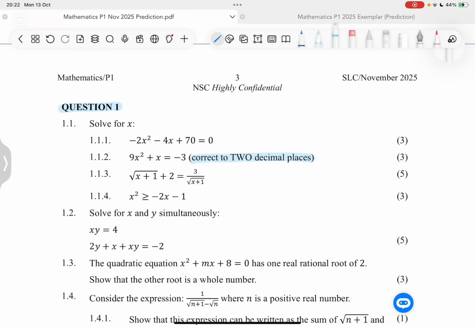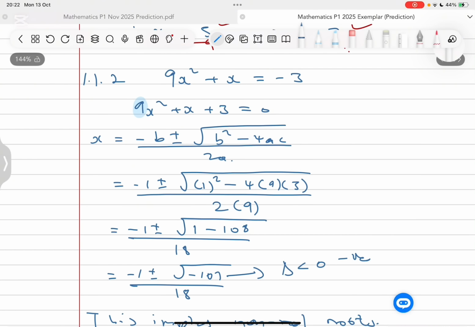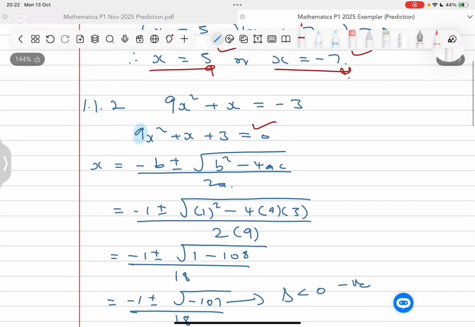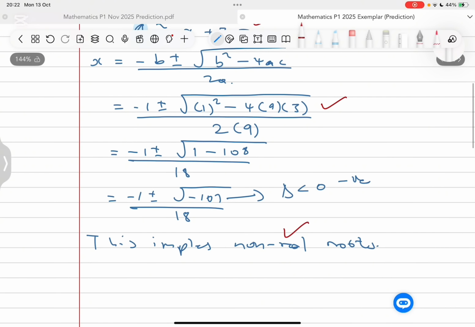Now this question was for 3 marks. That means we're going to get a mark firstly for writing this in standard form, which is very important, ax squared plus bx plus c. Then the second mark is for having a correct substitution and coming to the conclusion that we don't have real numbers as solutions. We get non-real numbers, because our discriminant is less than 0.